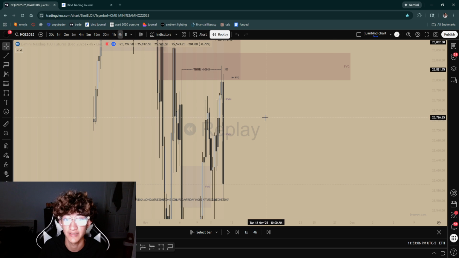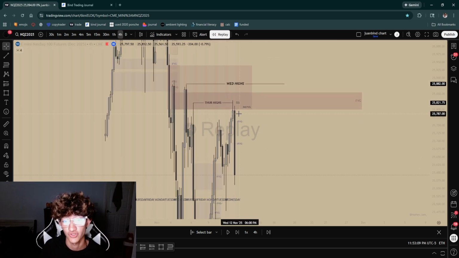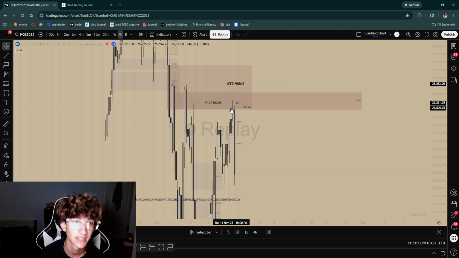And then as you can see, it worked out pretty well. I took a short off of this, I think off market open, and because I had all my confluences there, bam, we printed money off the shorts.